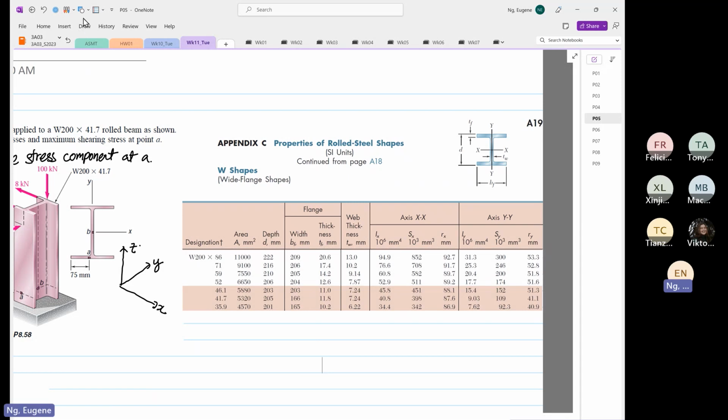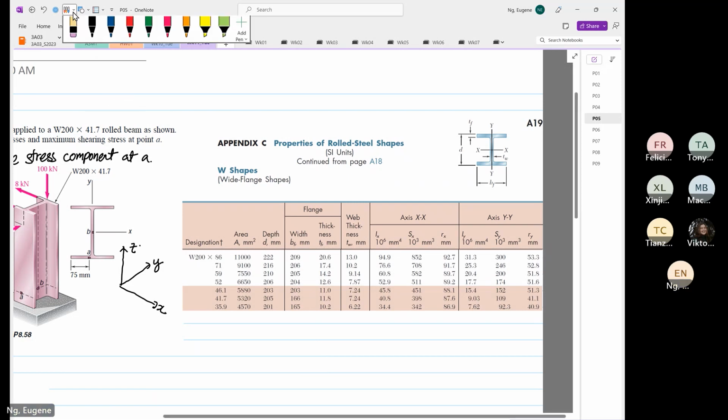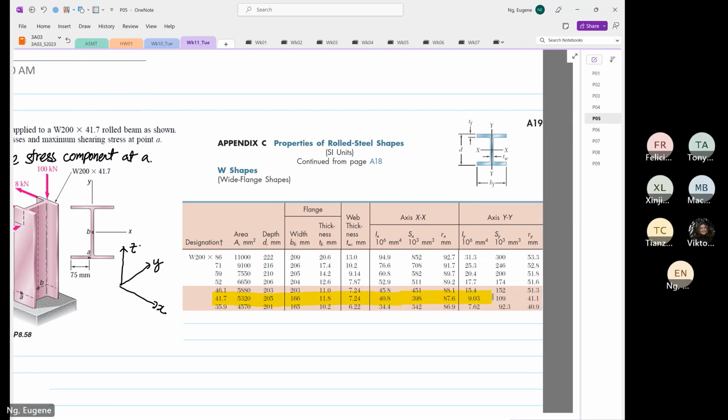We are given that we are going to use this one, 41.7530. Okay, so this is the beam that we're going to use.